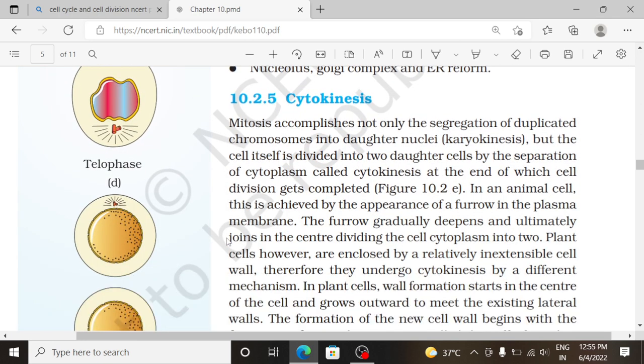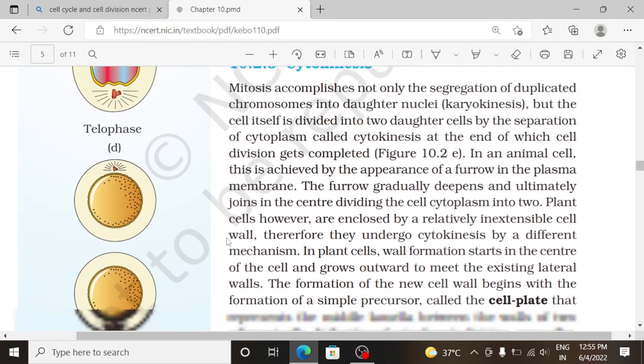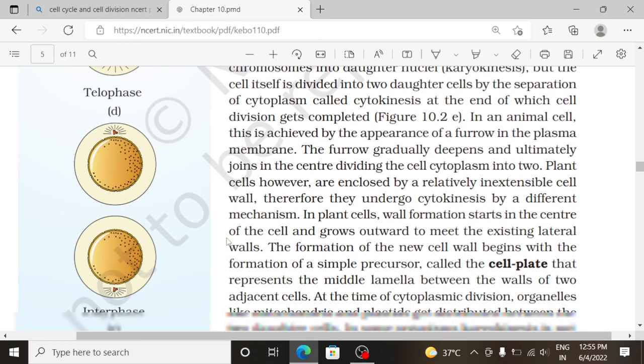Cytokinesis. Mitosis accomplishes not only the segregation of duplicated chromosomes into daughter nuclei, karyokinesis, but the cell itself is divided into two daughter cells by the separation of cytoplasm, called cytokinesis, at the end of which cell division gets completed. In an animal cell, this is achieved by the appearance of a furrow in the plasma membrane. The furrow gradually deepens and ultimately joins in the center, dividing the cell cytoplasm into two. Plant cells, however, are enclosed by a relatively inextensible cell wall.